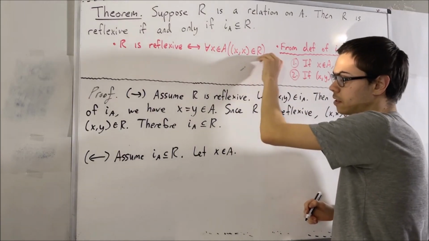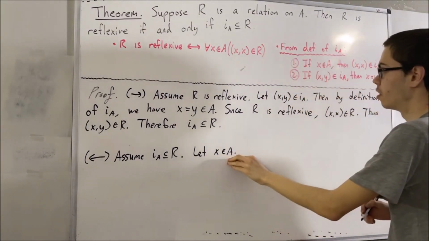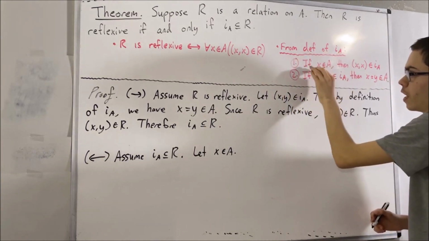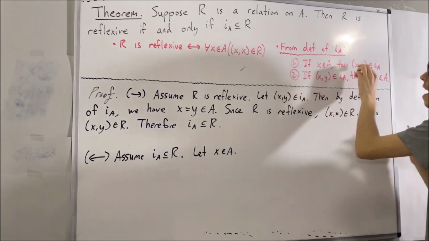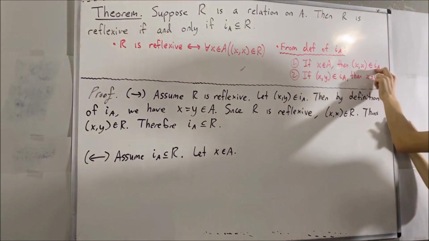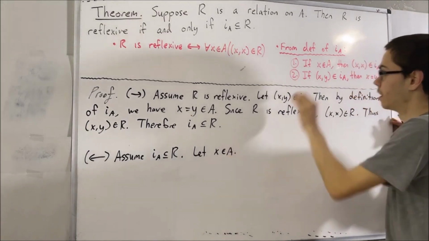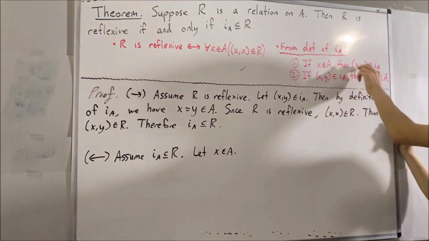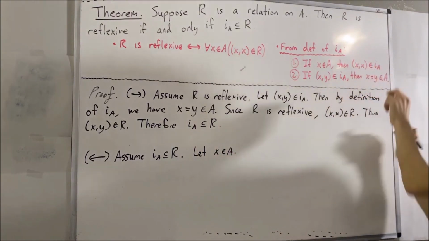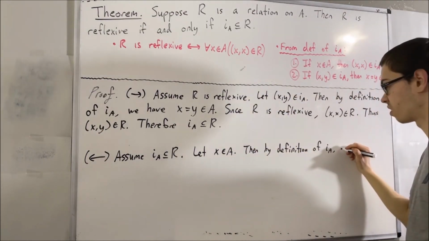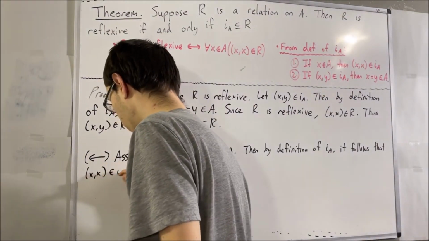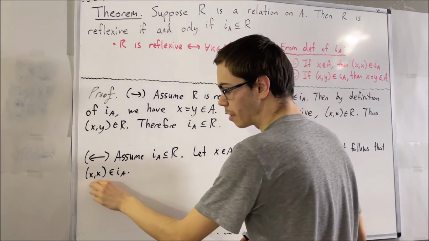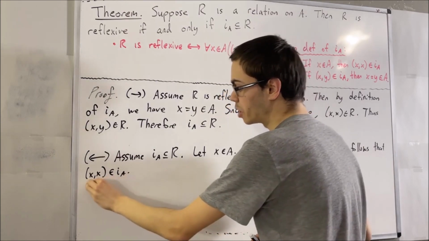And now from here, we want to show that x comma x is an element of R. Now to start, since x is an element of A, we can use fact number 1 from the definition of the identity relation on A, right? If you recall, for all elements x in A, x comma x is an element of the identity relation on A. So since x is an element of A, this statement is true for the x that we have in our proof. So we can conclude that x comma x is an element of the identity relation on A. But the identity relation on A is a subset of R. So since x comma x is an element of the identity relation on A, it must also be in R.